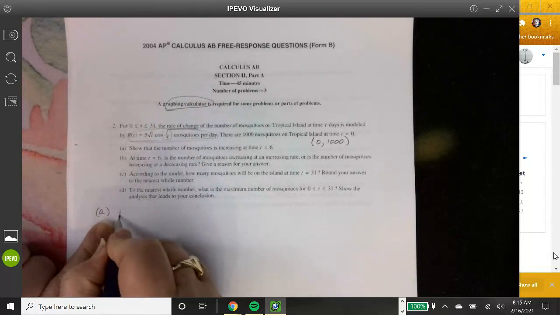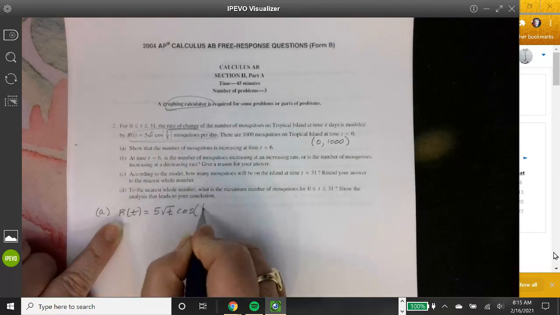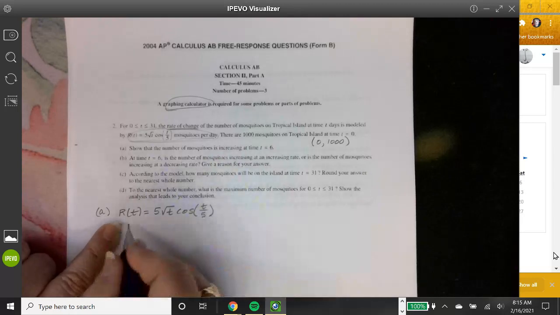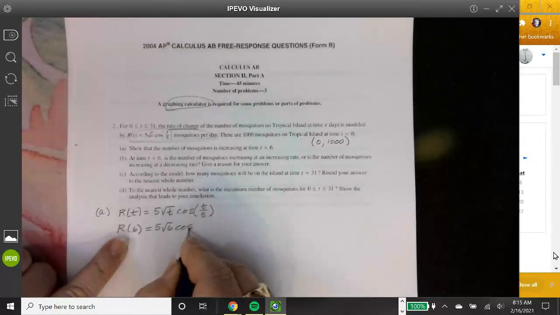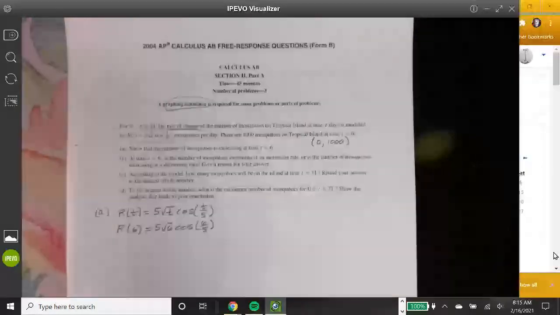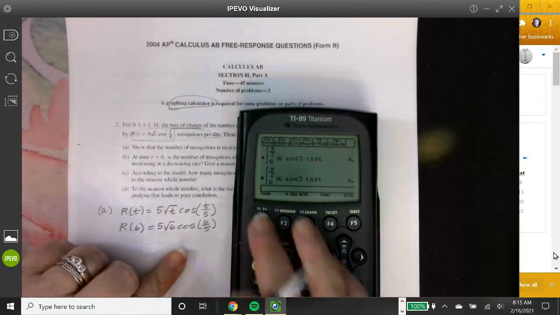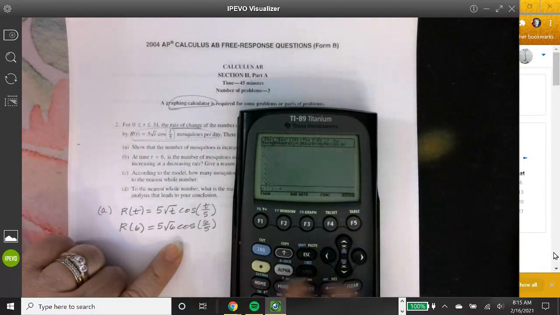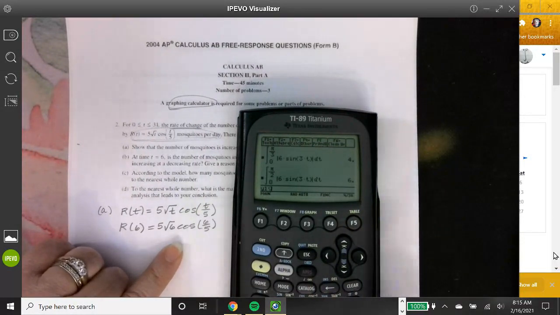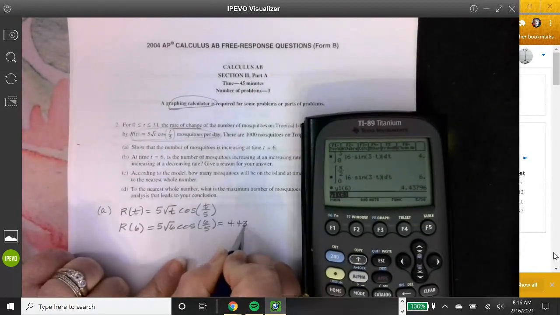Okay, so I can say if I know R of t is equal to 5 root t cosine of t over 5. Now this is the number of mosquitoes per day changing, right? So if I know R of 6, which would be 5 root 6 cosine of 6/5, and if we type that in the calculator here, let's see what I have in y equals here. I actually put it in y equals ahead of time. Okay, so that's in y1. So if I go home, I can type y1 parentheses of 6 and diamond approximate, which is 4.438 if I round up.